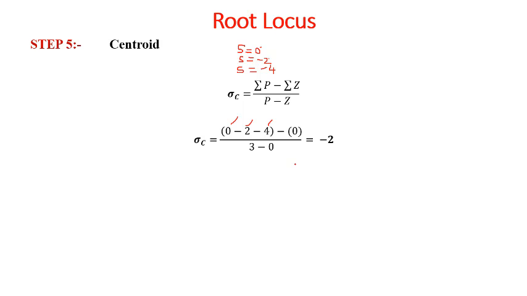Next, using this centroid we have to find the asymptote angles. We can do this in the previous diagram, but I am re-preparing the diagram here because I can't go back there. So here itself I am preparing. We know this one is s is equal to 0, this one is s is equal to minus 2, and this one is s is equal to minus 4. So here we got the centroid equal to minus 2.